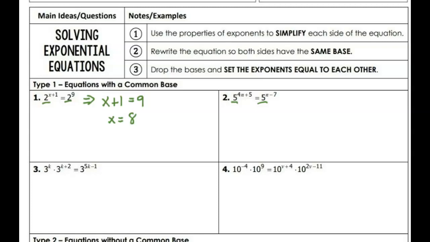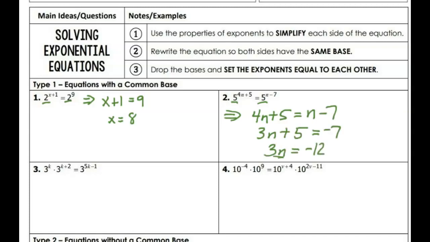So in the second problem, you can see that the 5's are already the same base, so then we have just a linear equation that's going to be 4x plus 5 is equal to n minus 7. And you can see that we're going to go ahead and solve that the way we would solve any other linear equation, and we end up with n is equal to 4.